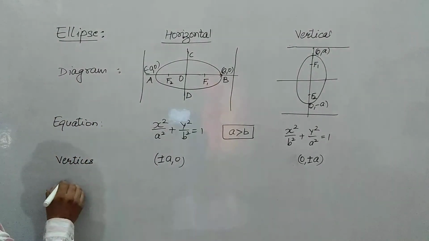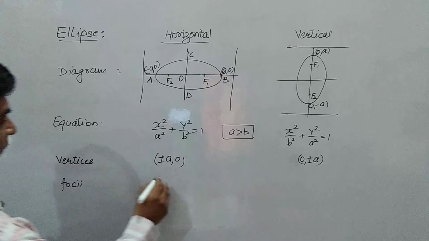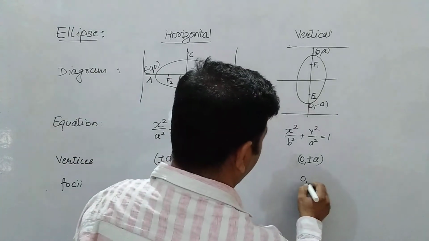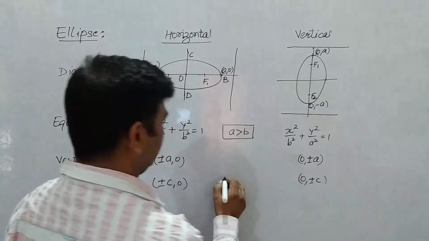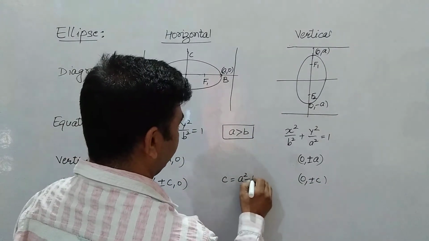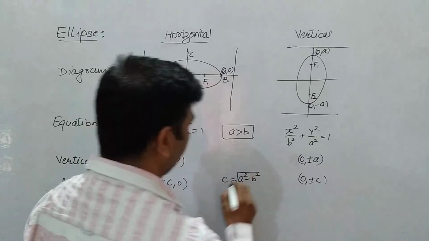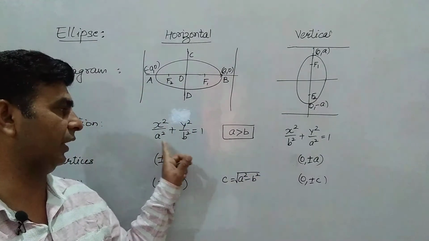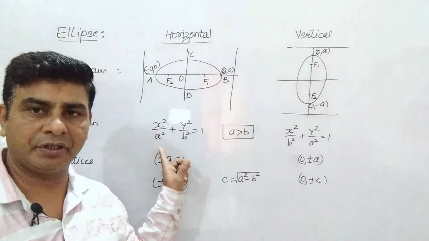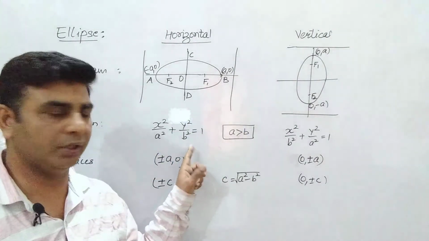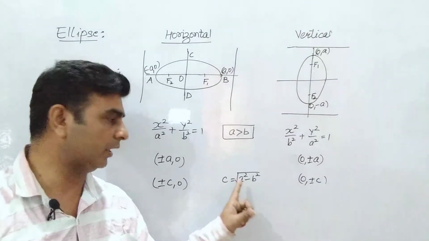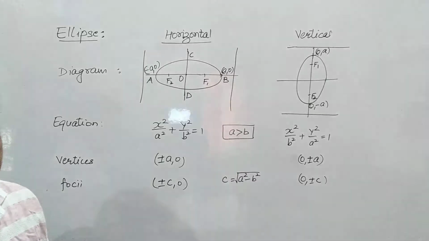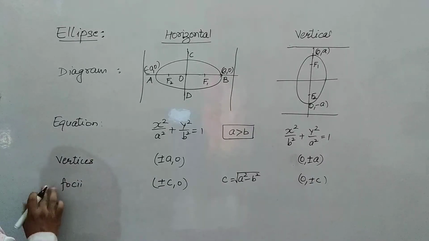Now foci. The coordinates of foci are given by plus minus c comma 0, and in the vertical case 0 comma plus minus c, where the value of c is given by the square root of a square minus b square. Because the equation of the ellipse will be given to you, you just have to find the values of a as well as b. The greater value is treated as a and the lesser value is treated as b. Then the value of c can be obtained by the square root of a square minus b square, and this gives the foci.